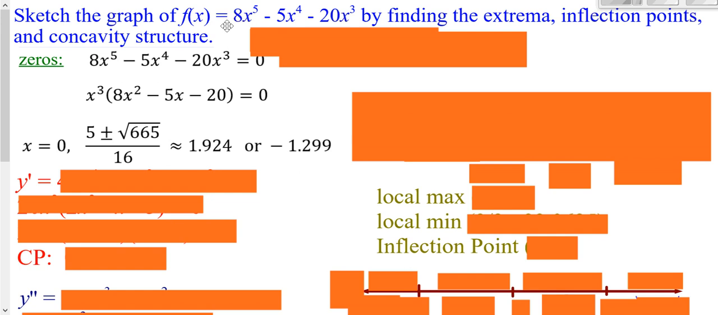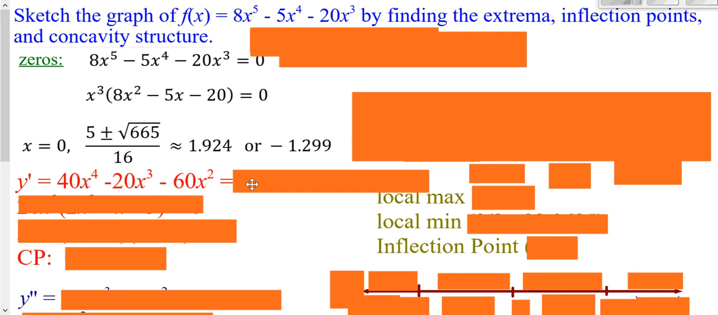So to find your extrema, remember we have to do first derivative. So we're going to take our original function up here and do our derivative. And then we got to find our critical points. Remember, your critical points are where your derivative is equal to 0 or undefined. We have no variables in the bottom, so no undefined.